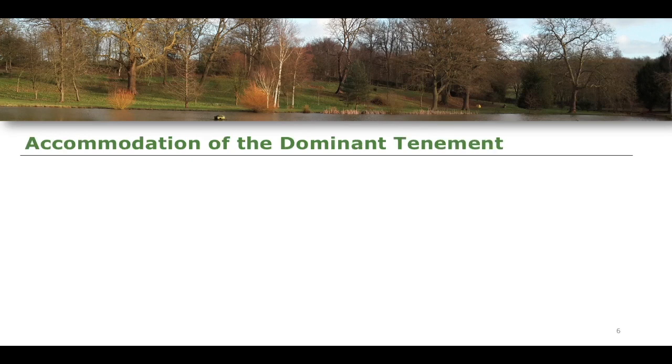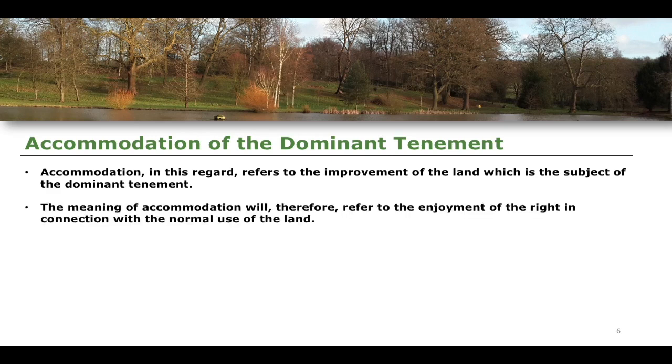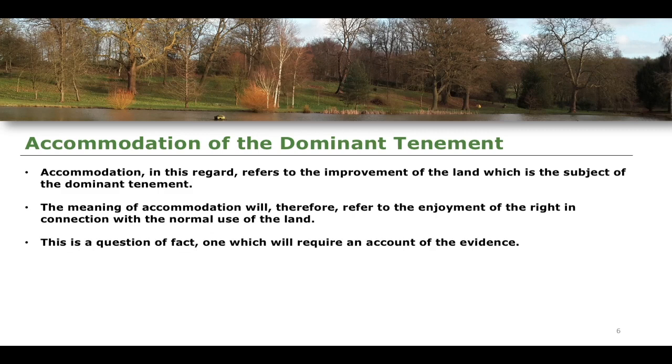The next requirement, an accommodation of the dominant tenement. What does this mean? Well, accommodation in this regard simply refers to the improvement of the land which is the subject of the dominant tenement. So there must be an improvement of the land as a result of this. The meaning of accommodation in this regard, therefore, refers to the enjoyment of the right in connection with the normal use of the land, okay? So there is an accommodation of the dominant tenement as a result of the enjoyment of that right in connection with an ordinary use of that land. This will be a question of fact, and it is one that will require an account of evidence, simply put.